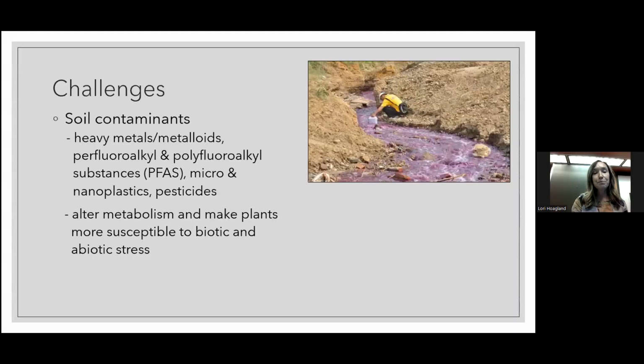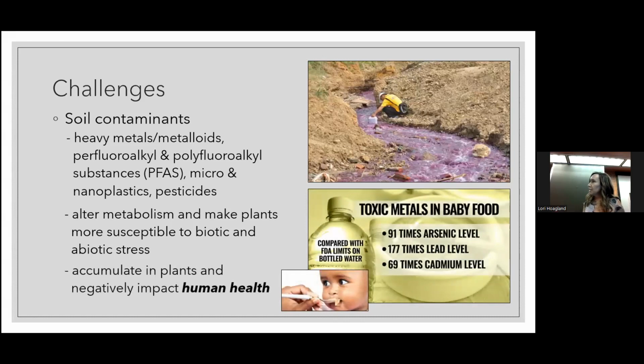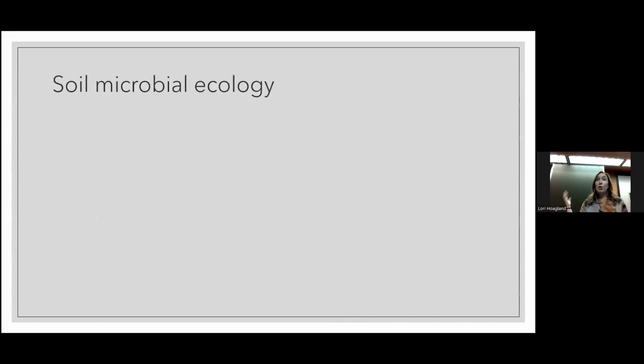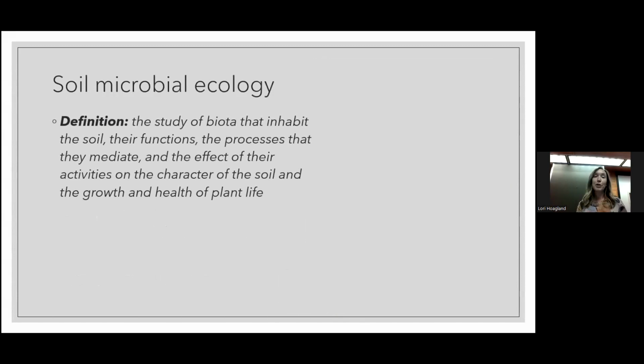In the past slide. And unfortunately, many of these can also accumulate in edible plant tissues and negatively affect human health, which we're learning more and more about all the time. So in my lab, we study soil microbial ecology as a way to try to overcome some of these challenges. If you're not familiar with soil microbial ecology, it's just the study of all the biota that live in soil and carry out a lot of important processes and interact very intimately with plants.